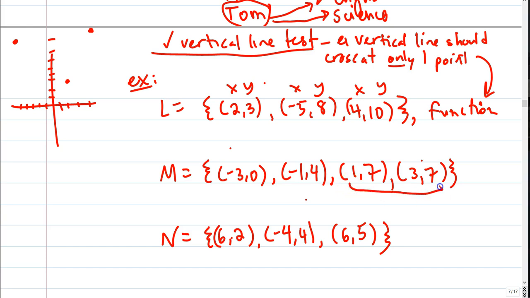People are scared about this, and they're like, I don't know, let's see. Does this x go to more than one y value? No. Does this x go to more than one y value? No. It just goes to the same y value. This is still a function.